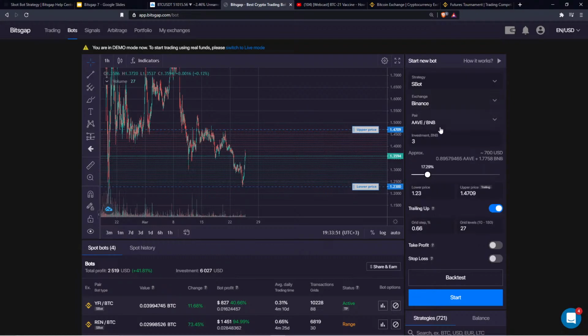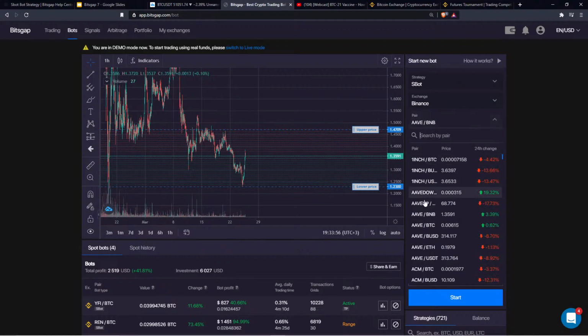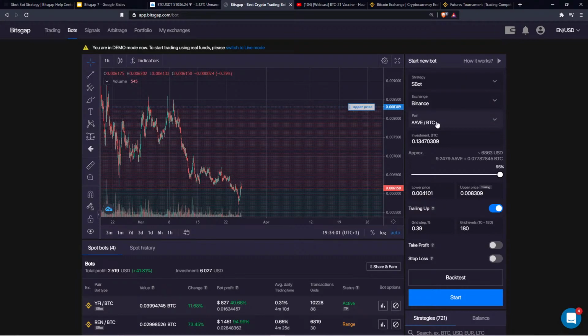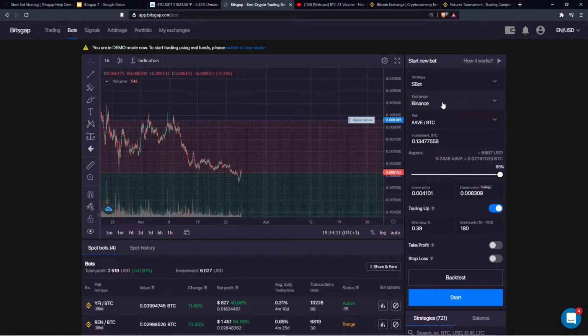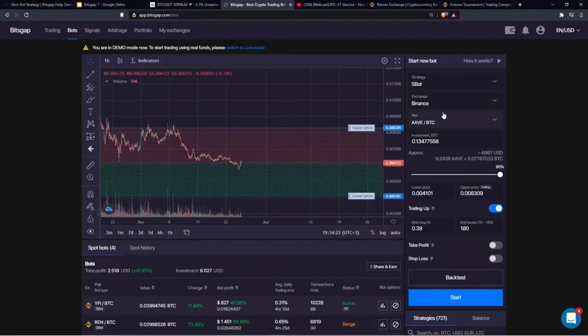You can trade Aave to, well, it's basically BNB, and that's why it's only on Binance. But if you, let's say, trade Aave to Bitcoin, you can find that you can launch this bot with a smaller investment on OKX compared with Binance, for example. So find the best exchange for you to trade this cryptocurrency. You will find that on some exchanges the requirements are lower, and on some they are higher. So that's the tip for today.